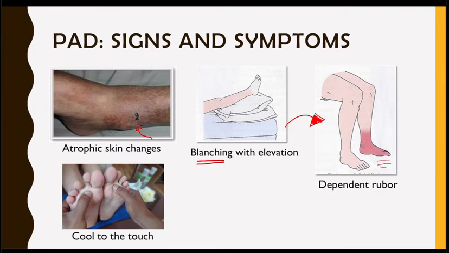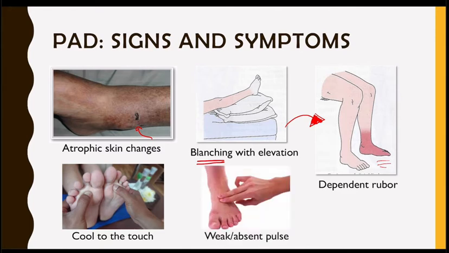Cool to the touch would be a sign of reduced blood flow. It's very helpful to just put your hand on the foot to see how well they're perfusing their foot. And then a weak or absent pulse in a distal extremity can be a sign that there's poor perfusion, because the dorsalis pedis seen here is downstream of the larger arterioles in the leg and can give evidence that there's poor perfusion.